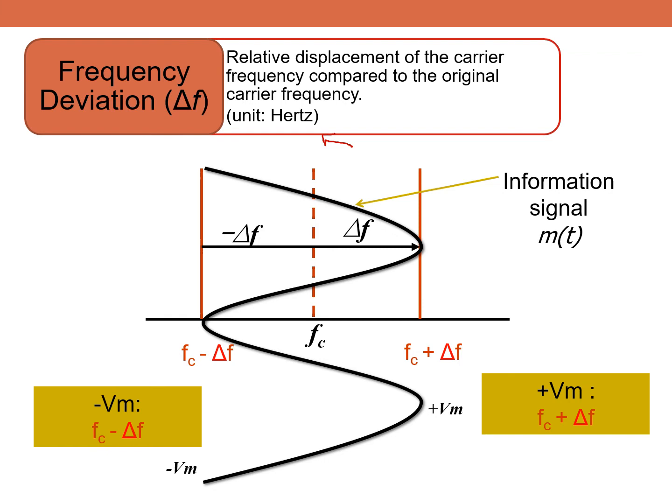So here is the frequency domain of the information signal, and here is the information signal in the time domain. In terms of frequency domain, here Fc minus delta F represents the negative Vm. The positive Vm is represented by Fc plus Fm in terms of frequency.